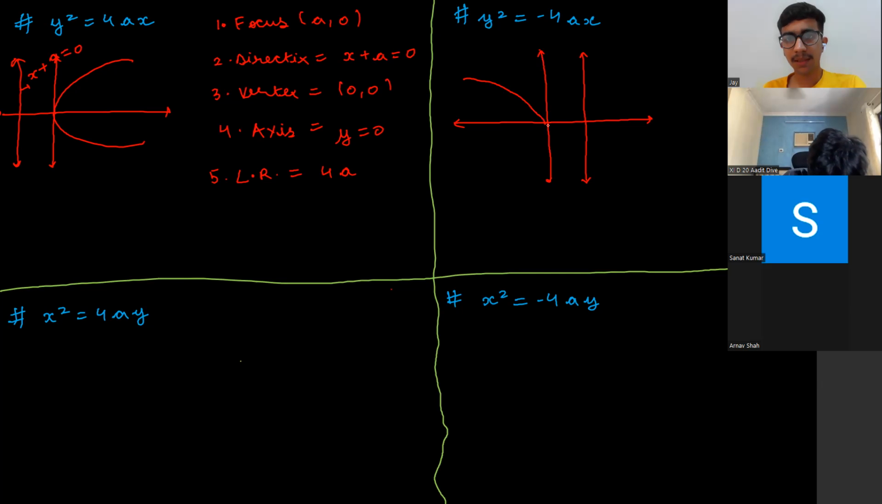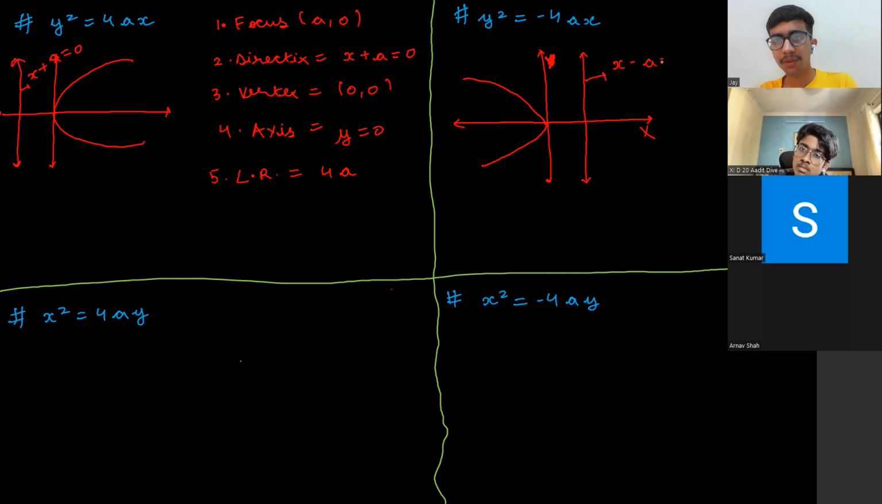So y square equal to minus 4ax is a parabola like this. That means this is my y-axis, and this is my x-axis. So y square equal to 4ax was formed on the positive x-axis. So y square equal to minus 4ax will be on the negative x-axis. Okay. So in this case, what will the directrix be? x minus a equal to 0. Because earlier the directrix was on the negative side, now in this case the directrix will be on the positive side of the x-axis. Okay, quickly tell me what are the coordinates of the focus?